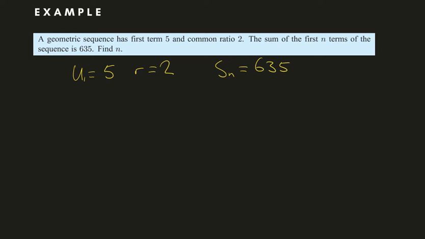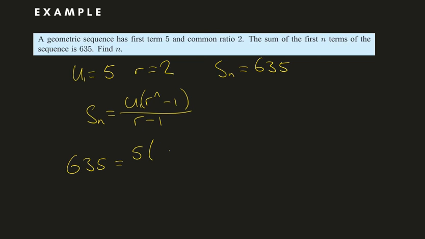Well, same setup. Let's pop this all into one of our formulas. Sn equals u1 r to the n minus 1 all over r minus 1. So 635 is equal to 5 multiplied by 2 to the power of n minus 1, divided by 1, which is very handy.